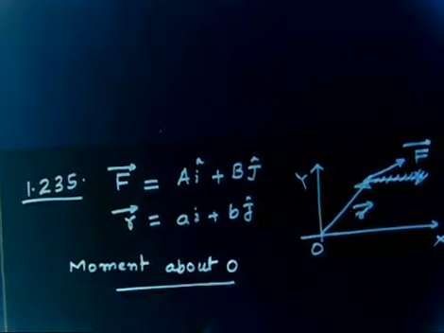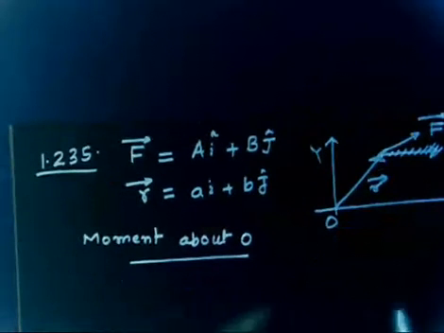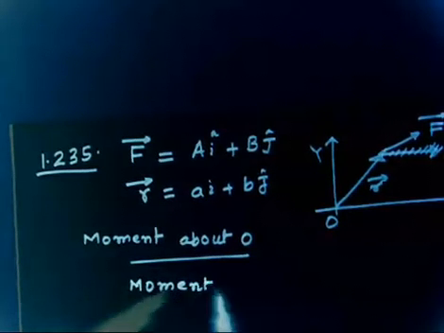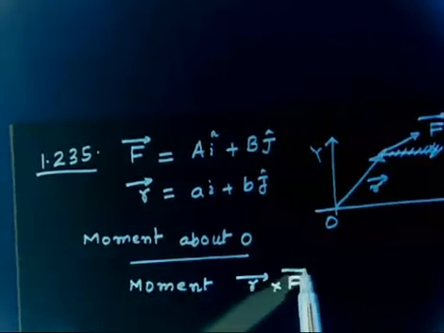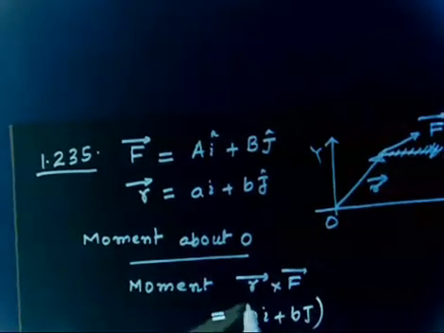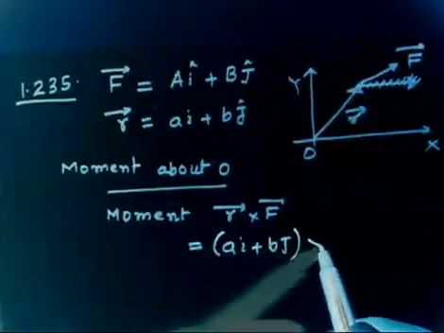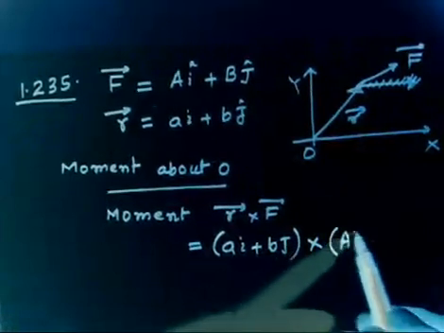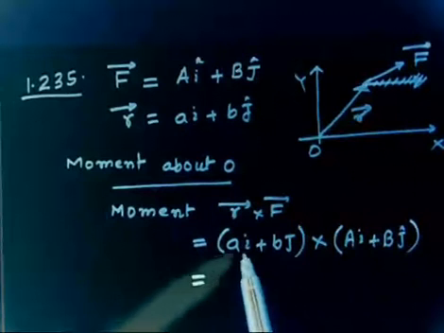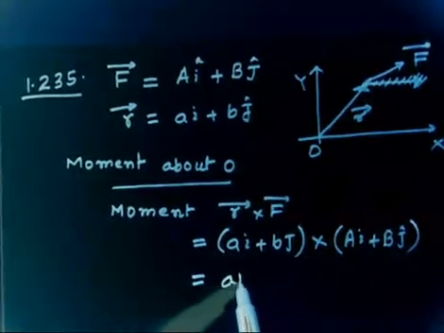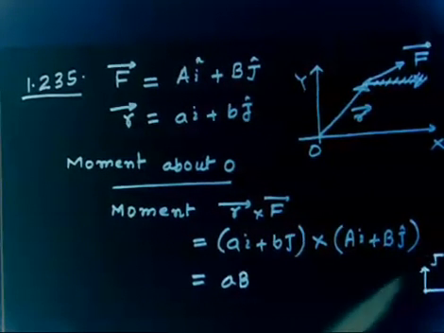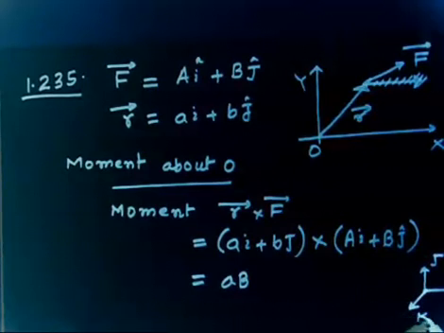So this is a fairly easy problem. Moment about O, everybody knows, moment is R cross F. Now R is ai plus bj, and F is capital A i plus capital B j. Now if you take the cross product, i cross i becomes 0, i cross j, so a into B, and i cross j is what? If you have i in this direction, j in this direction, then i cross j will come in this direction, that is basically k.